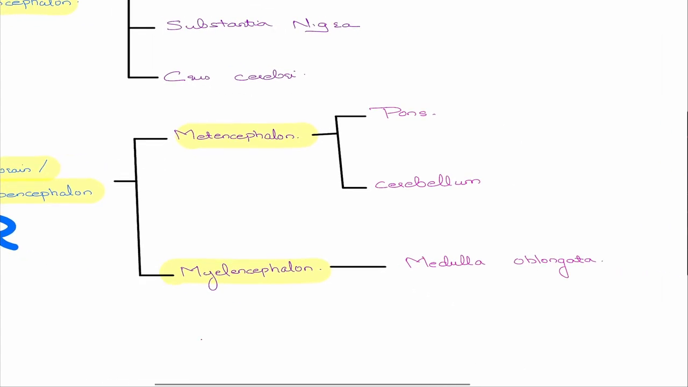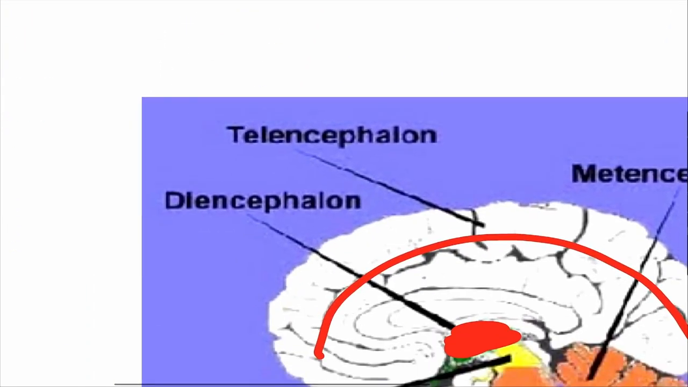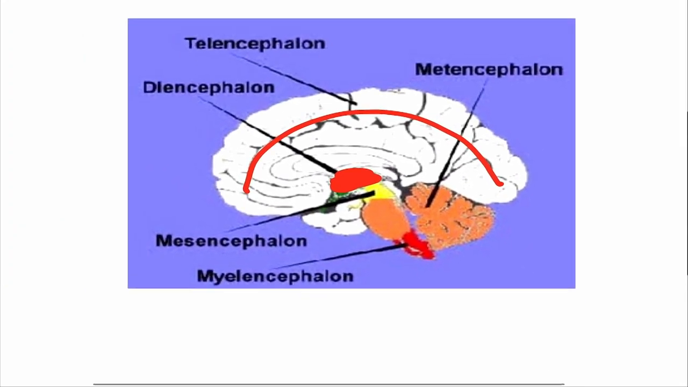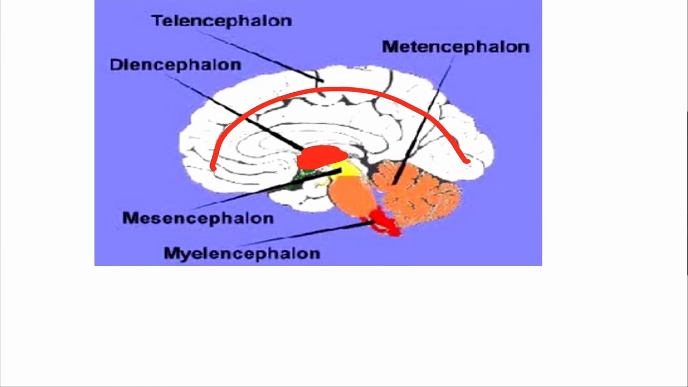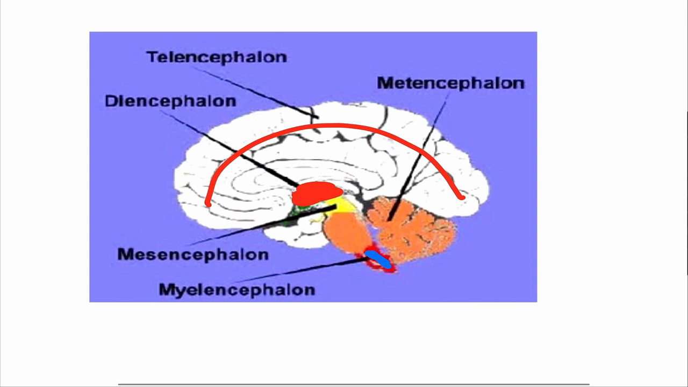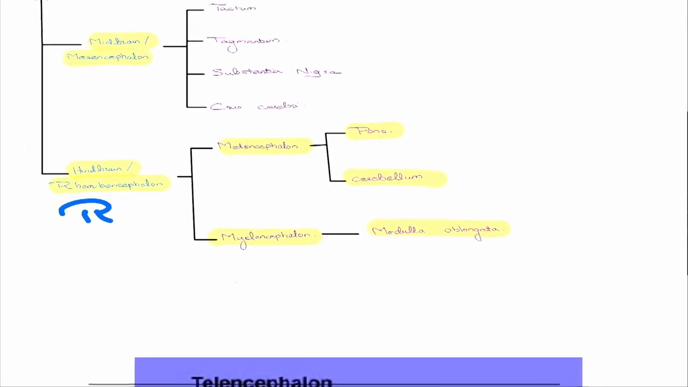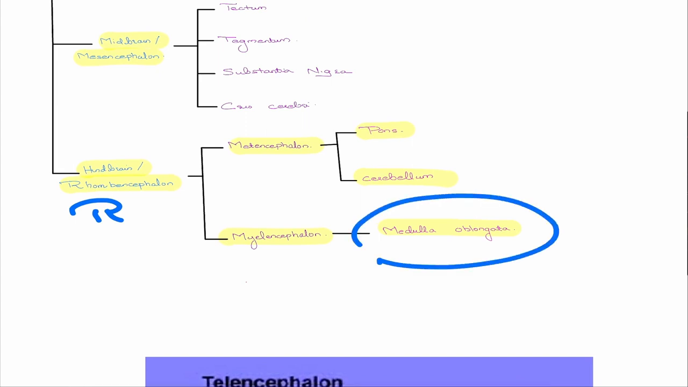Metencephalon has got pons and cerebellum, and myelencephalon has got medulla oblongata. Very simple here, no confusion. We have the spinal cord here, segment down, then just going up you have got the myelencephalon here. Then you have got the metencephalon in the orange. So basically it all starts on the down part, it's medulla.